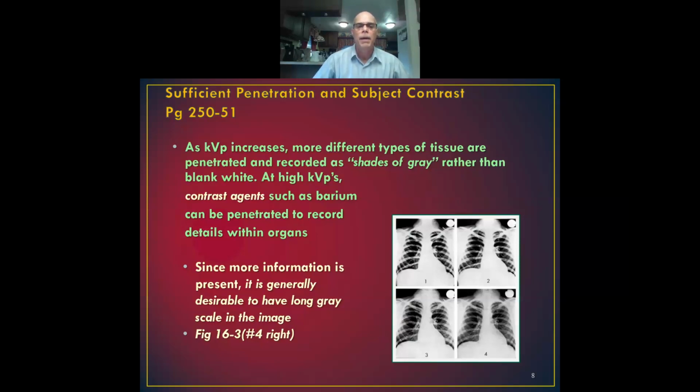At high kVPs, contrast agents such as barium can be penetrated to record details within the organs. And again, that's what contrast agents are used for, to create contrast where otherwise there would be no inherent subject contrast. Since more information is present, it is generally desirable to have a long grayscale in the image.